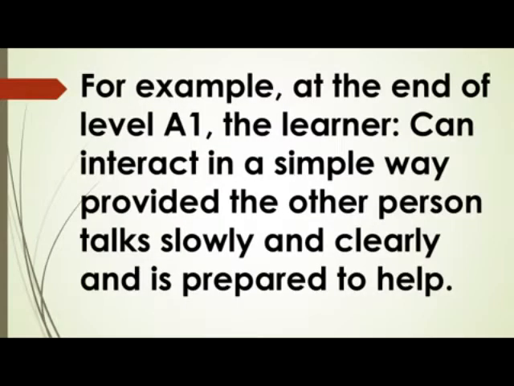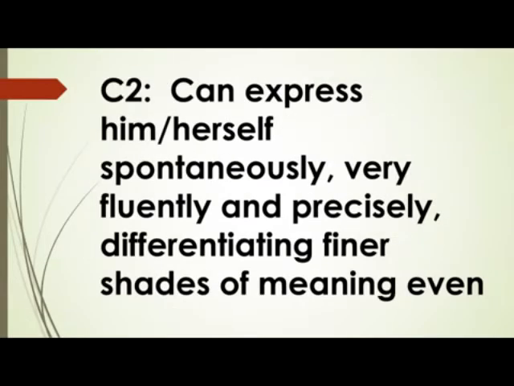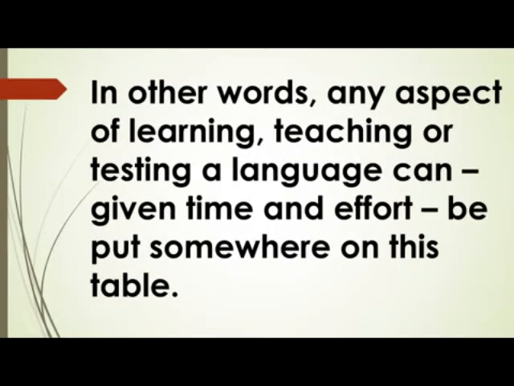For example, at the end of level A1, the learner can interact in a simple way, provided the other person talks slowly and clearly and is prepared to help. C2 can express him and herself spontaneously, very fluently and precisely, differentiating finer shades of meaning even in more complex situations. Against this framework, any formal exam, certificate, or syllabus can be met. In other words, an aspect of learning, teaching, or testing a language can, given time and effort, be put somewhere on this table.